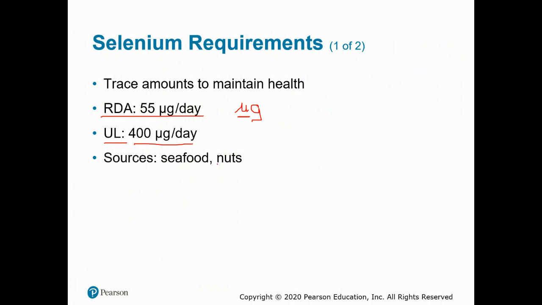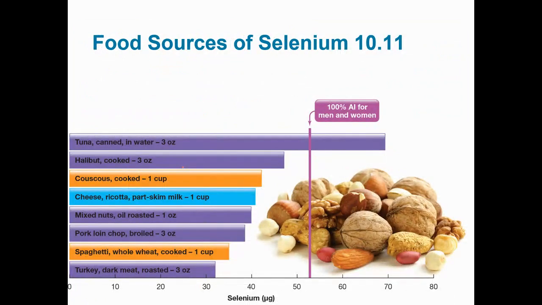And the best food sources of selenium, I always think of nuts, especially Brazil nuts. I think you can eat just 2 Brazil nuts per day and you've met your selenium requirement. And then seafood can also be a good source of selenium. So here are your food sources.